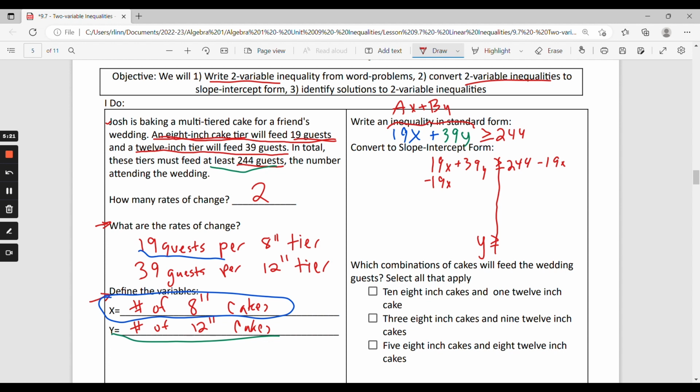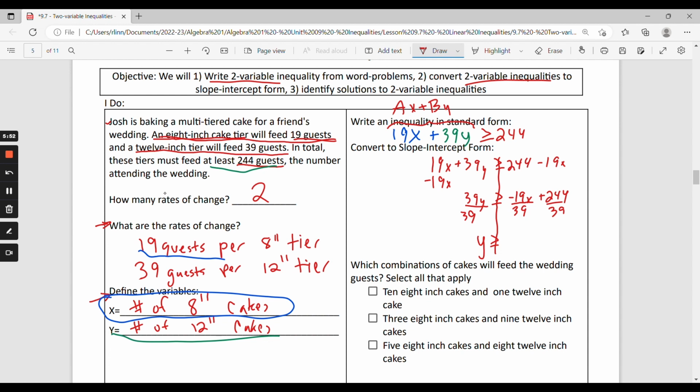And then I know in slope-intercept form, we're going to have that negative 19x first. So we'll say 39y is greater than or equal to negative 19x plus 244. All right, the next thing we need to do is we need to get rid of that 39. We're going to get rid of that by dividing by 39. When we divide by 39, we need to divide everything by 39.